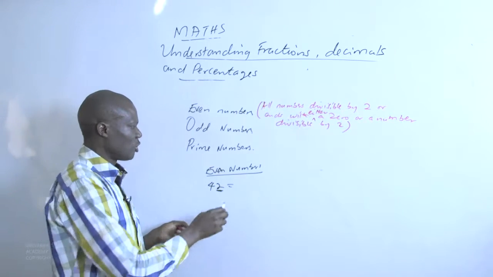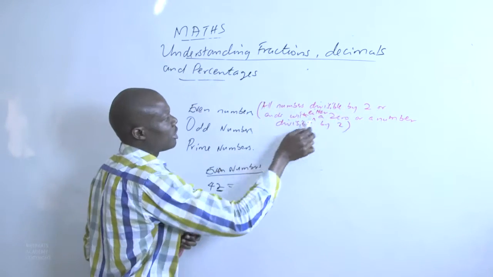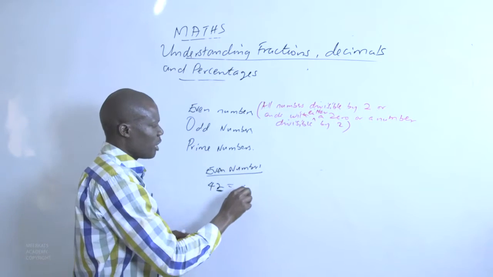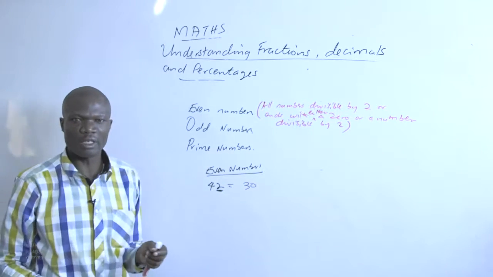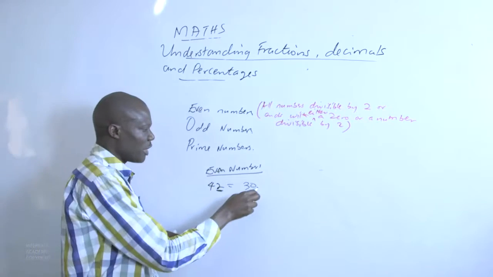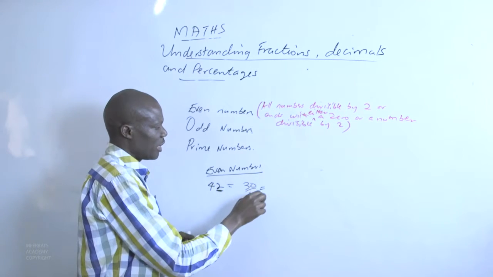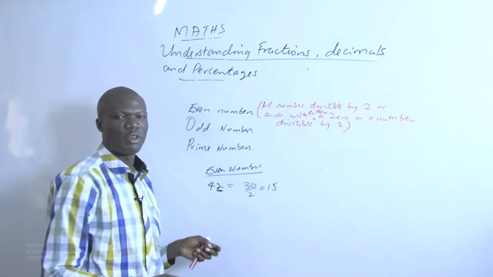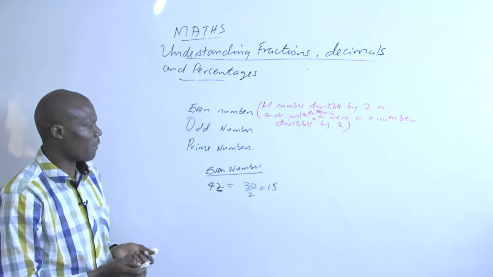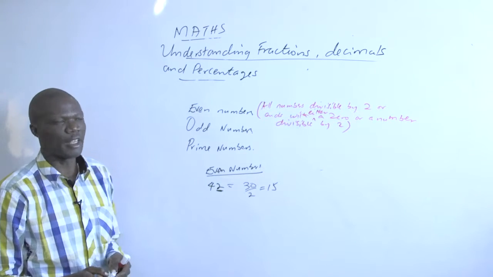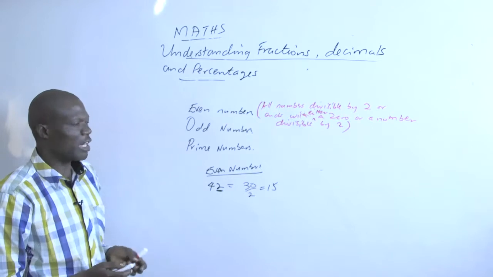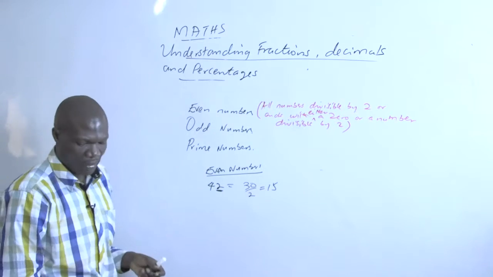Looking at others, we've said which ends with a 0. Here, it can be a number like 30. 30 ends with a 0. And when you divide 30 by 2, you'll find that it will give us 15. So it divides without any remainders. That is an even number. So even numbers can be easily identified.